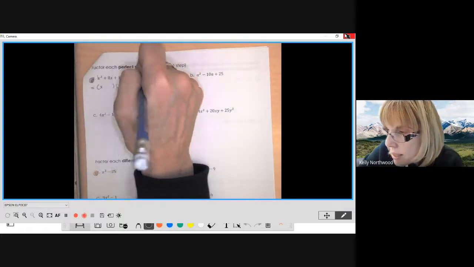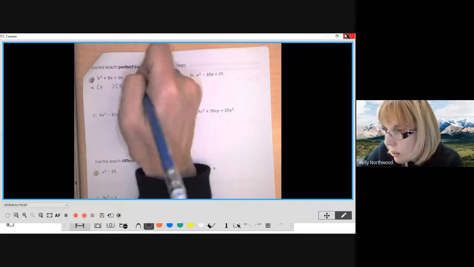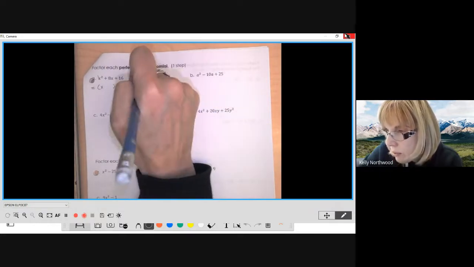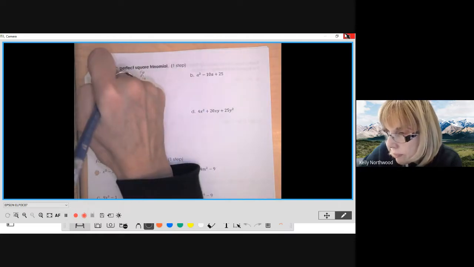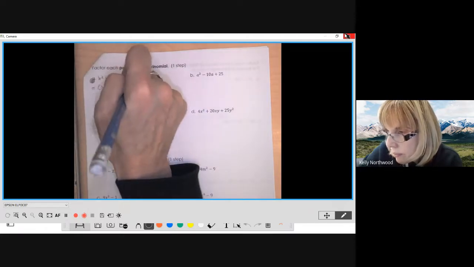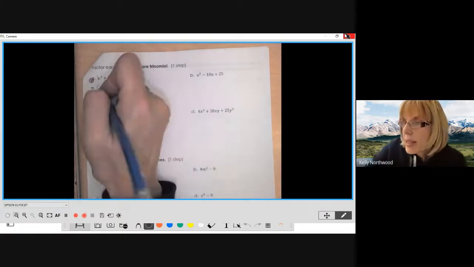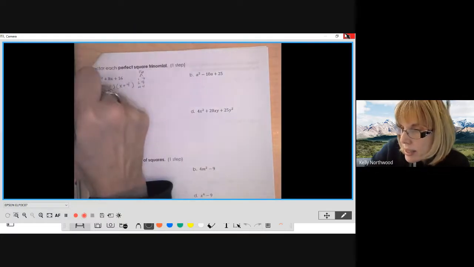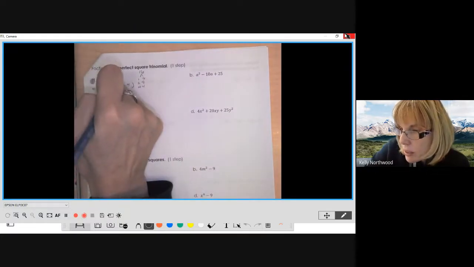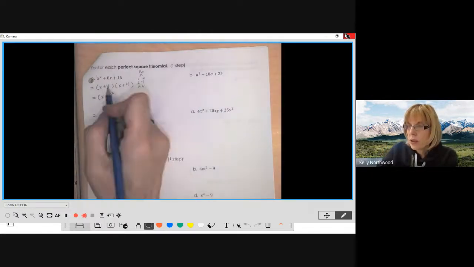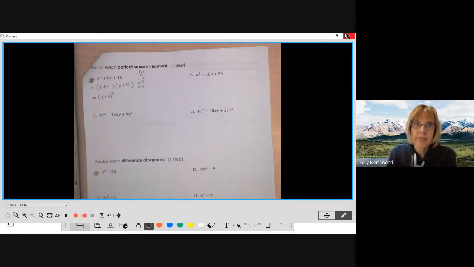And you could try 1 and 16. No, that doesn't add up to 8. 2 and 8 doesn't add up to 8. 4 and 4. So if you factored it as a simple trinomial, you'd get x plus 4 times x plus 4. But since both of the factors are exactly the same, you could write that as x plus 4 to the power of 2, because there's 2 x plus 4s multiplying together.